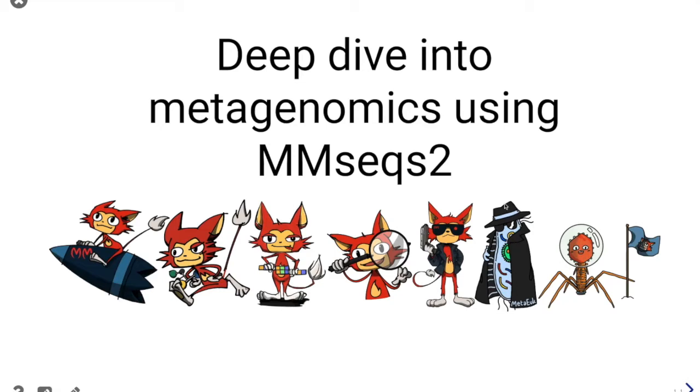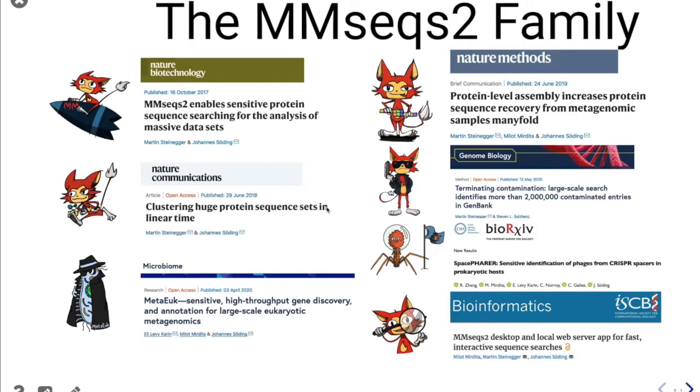These pieces here on the right are also quite interesting software that might be of interest to you. One is for eukaryotic metagenomic assembly, and the other one is Spacefarer, which is for phage detection. Each of these tools has a publication behind it. Please feel free to check any of them out if you're interested. But as mentioned before, we will mainly be focusing on search, clustering, assembly and contamination.